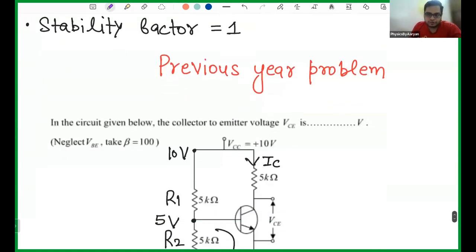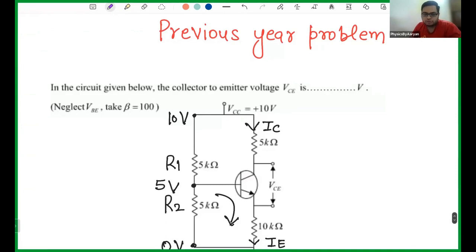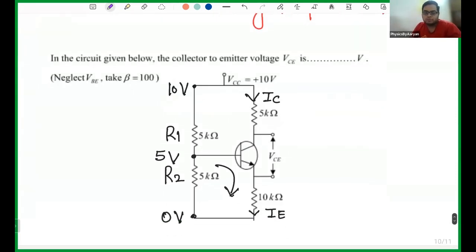Now let's solve a previous year question so that you actually understand how to solve the problems. In this circuit given below, whatever is in the black marks, I have written that. That was not given to you in the question. But basically in the question, they were asking you to find the value of VCE, meaning the voltage between this point and this point. And they are saying to neglect VBE, so no voltage is applied between this point and this point. And beta is given to you as 100.